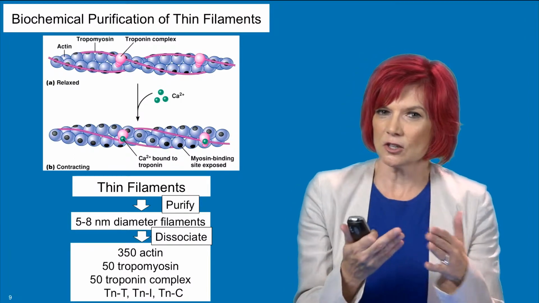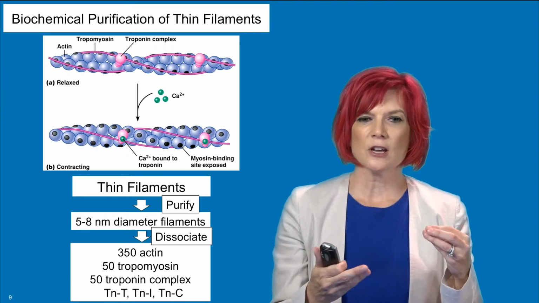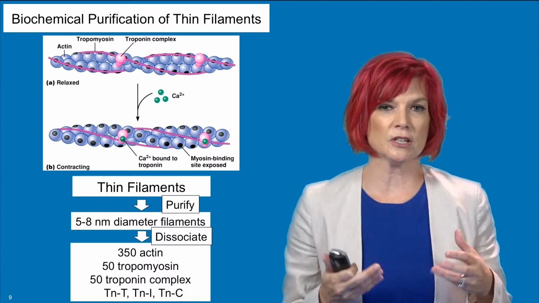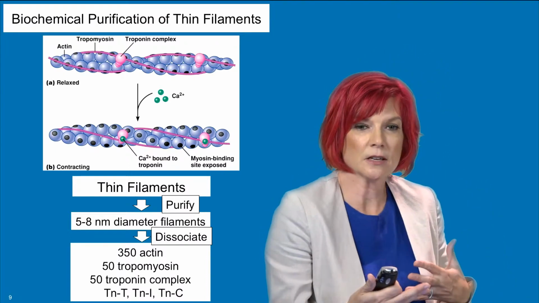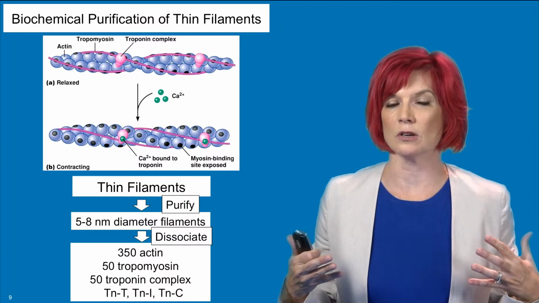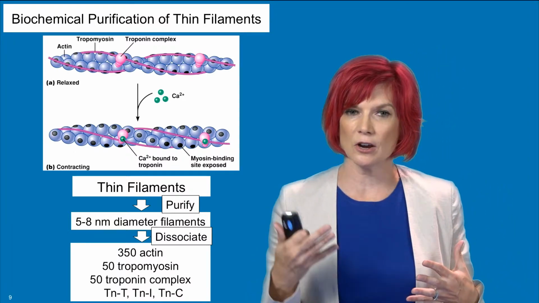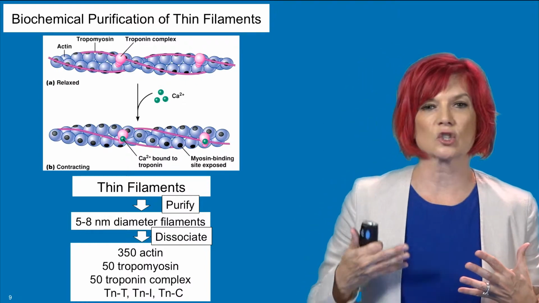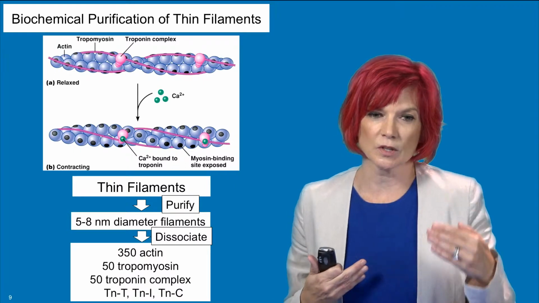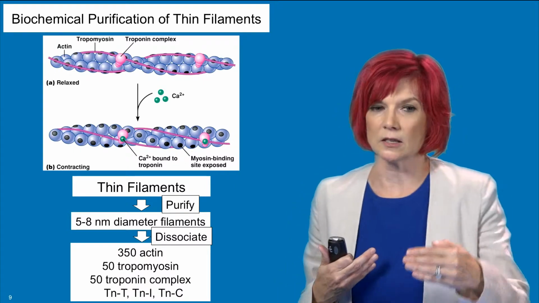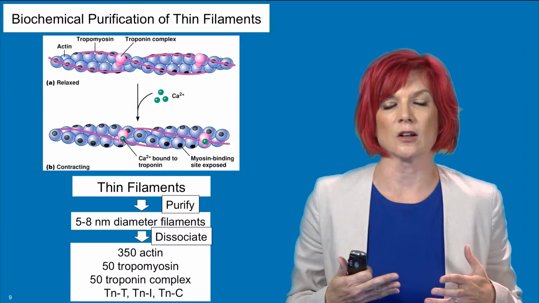And at the end, as you can see on the bottom of your screen, what they discovered is that for every 350 proteins that they called actin, there were 50 proteins called tropomyosin and 50 troponin proteins. And that structure, again, was very regular and very repeated. That stoichiometry of 7 actin molecules to 1 tropomyosin to 1 troponin complex was consistent in skeletal muscle.